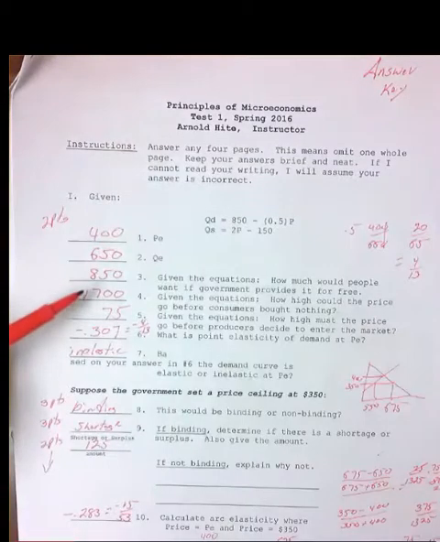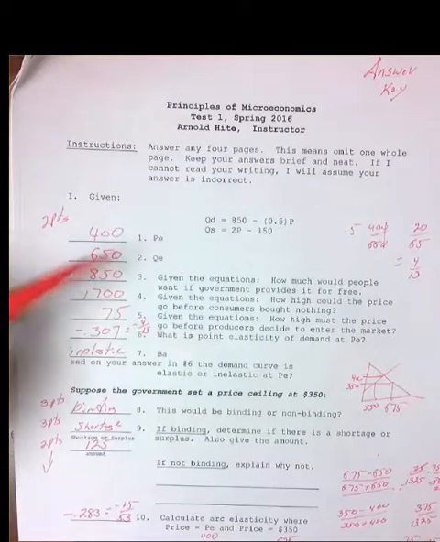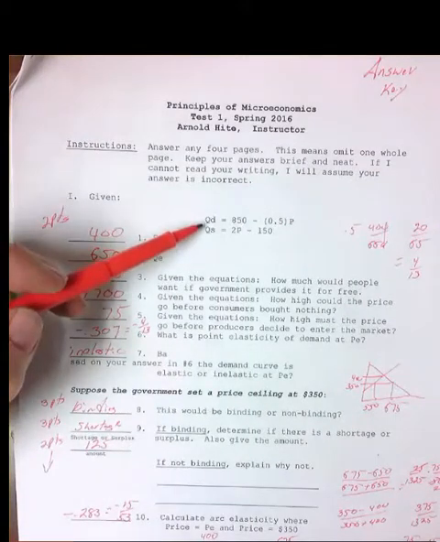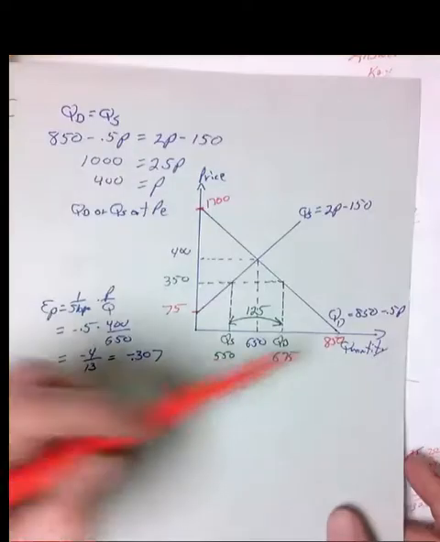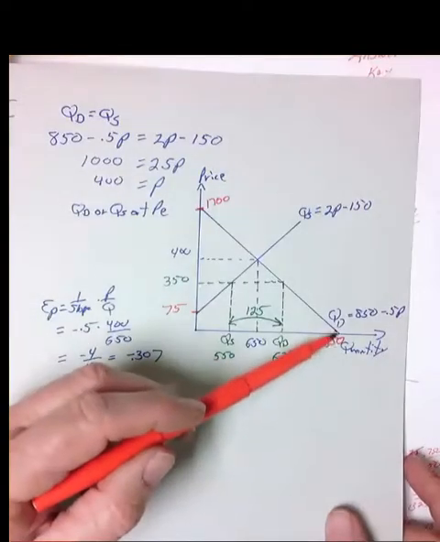Then it asks, given the equations, how much would people want if the government provides it for free? That's going to come from the demand curve. And if the government provides it for free, this will be 0, so the quantity demanded will be 850. That's this number down here.